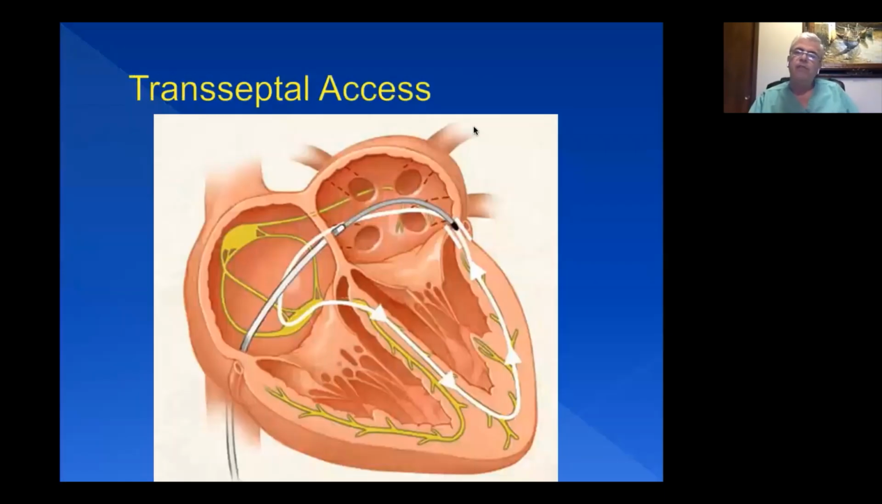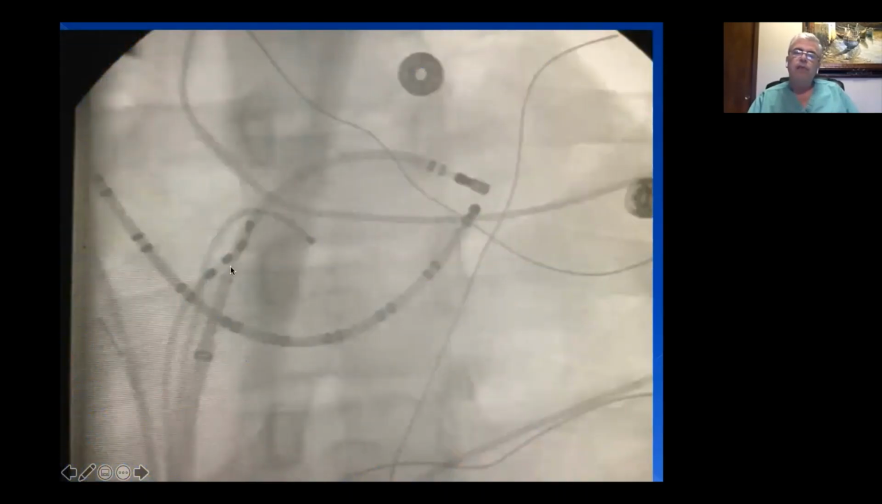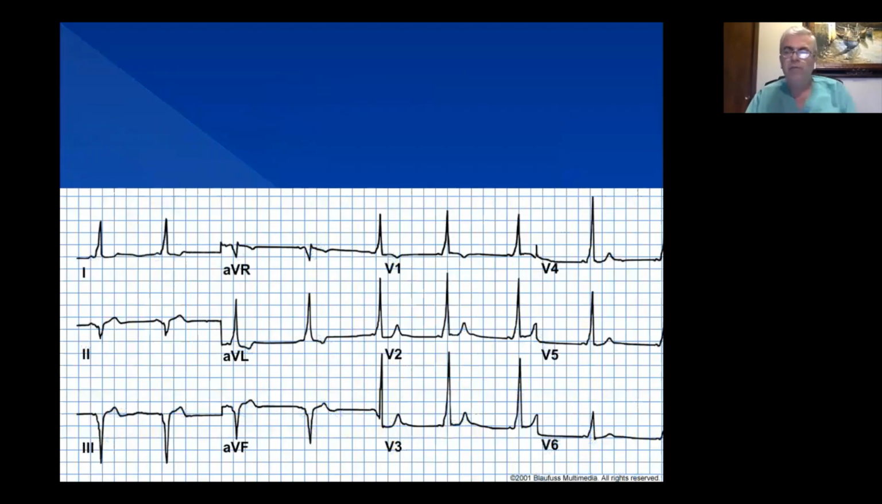And if it is on the left side, we tend to go transseptal to get to that side. And this is the X-ray of going across the septum to the left side to ablate that accessory pathway. Clues, if you have your supraventricular tachycardia related to accessory pathway or not: when they are not in tachycardia, you can see a delta wave.